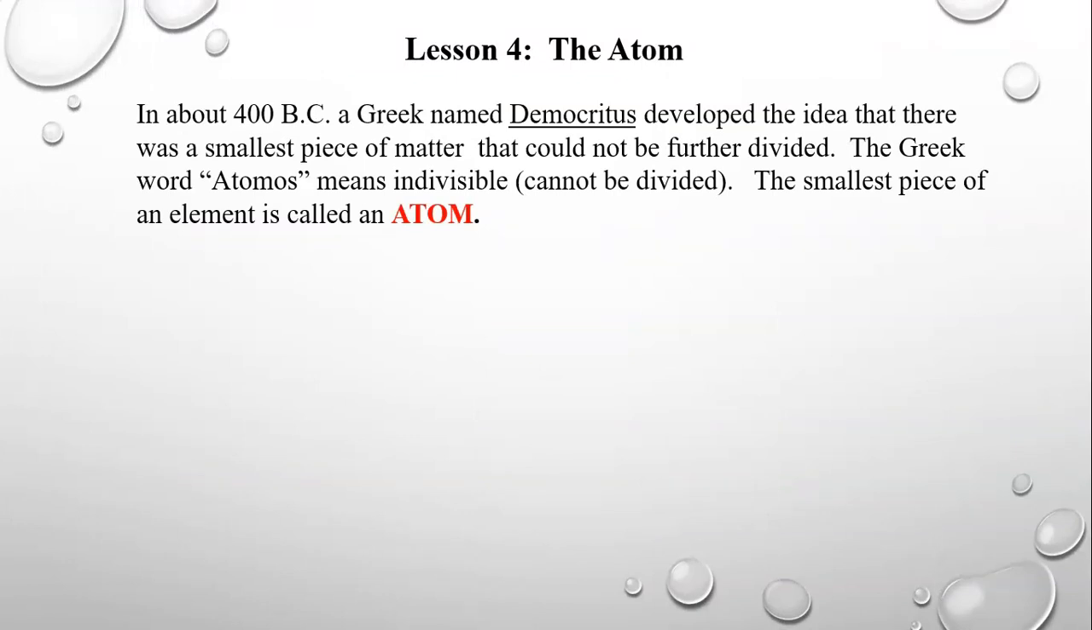So in about 400 BC, a Greek named Democritus developed the idea that there was a smallest piece of matter that could not be further divided. The Greek word atomos means indivisible, which means it cannot be divided. So the smallest piece of an element is called an atom.